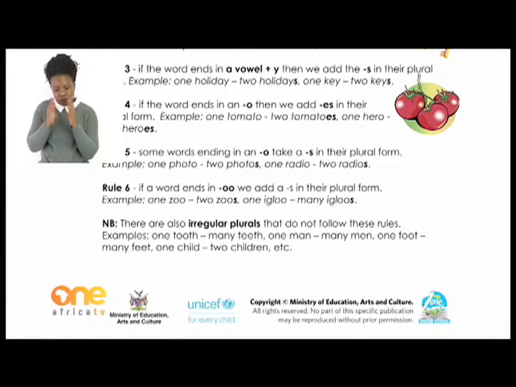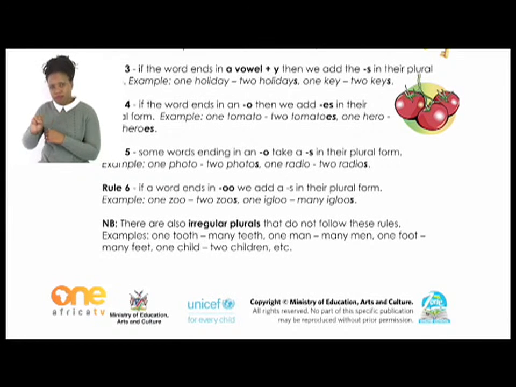Let's go to rule number 5. Rule number 5. Some words ending in an O take an S in their plural form. For example, photo, it becomes photos. We're just adding an S there. One radio, two radios.